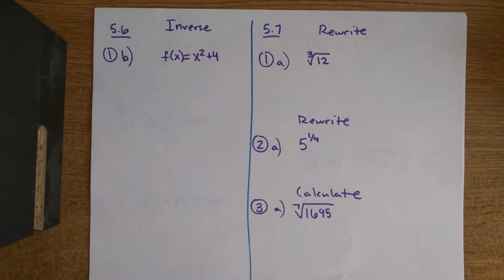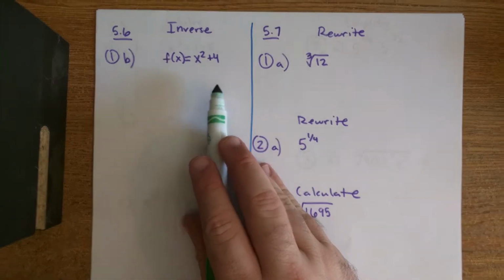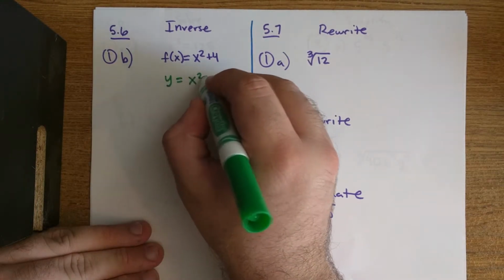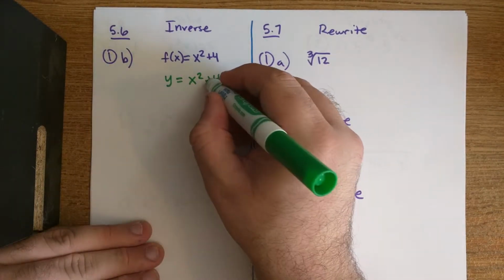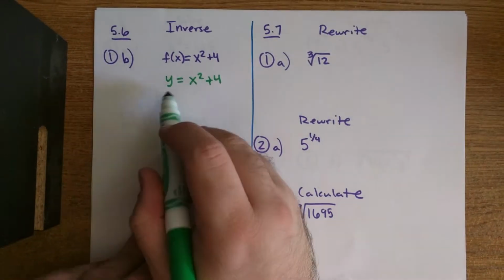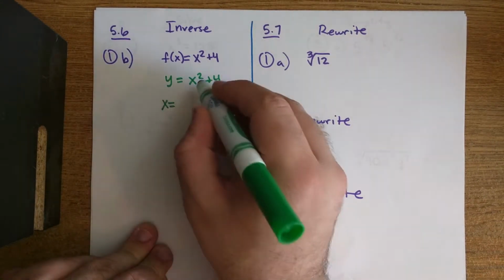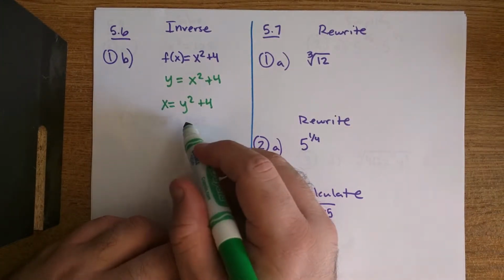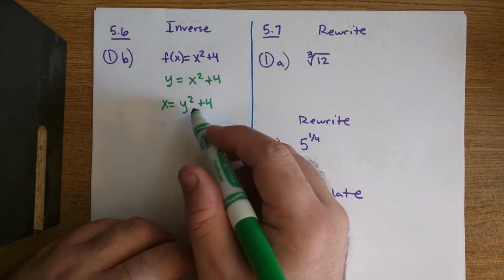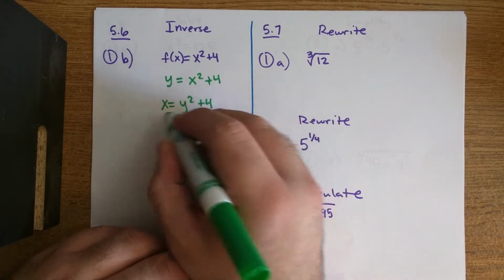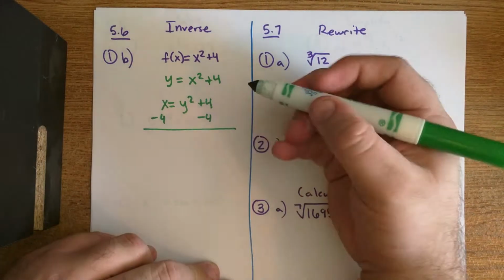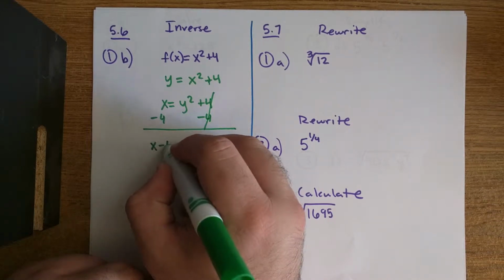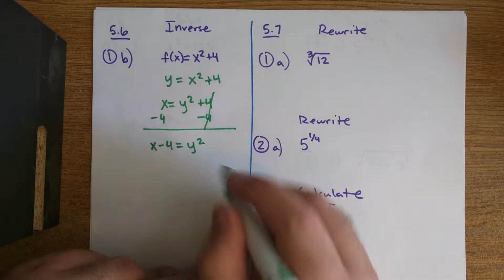We have 5.6, number 1, part B. We're just going to find the inverse of this. The first step, replace f of x with y. That doesn't change the right-hand side. Now, to actually do the inverse, the y becomes x, and the x becomes y. Okay. Now we're going to solve for y. See how y is over here now, and we're going to solve for it. The first thing we want to do is subtract 4. Why do we subtract 4? Because those cancel. On this side, I get x minus 4 equals y squared.